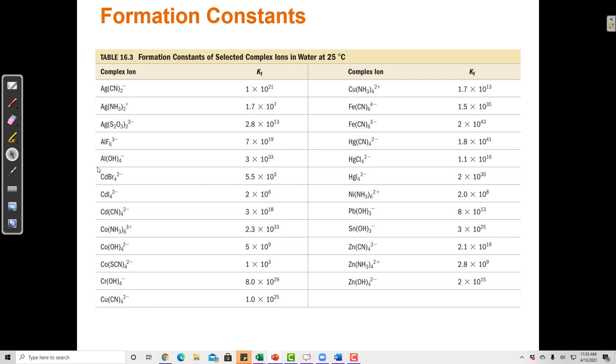So KSP for insoluble compounds is very small, but look at this, KF for complex ions is always very large. In fact, sometimes it's incredibly large. Look at this one, 10 to the 35th power, 10 to the 41st power. I don't think we've seen a number that's that big yet. What that means is that, remember, K equals products over reactants.